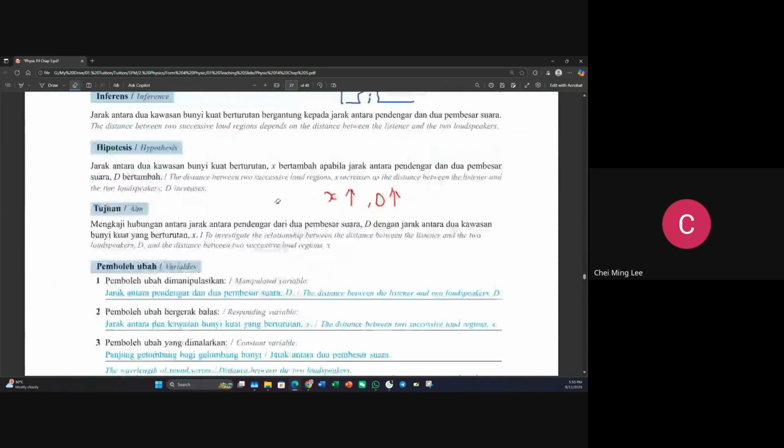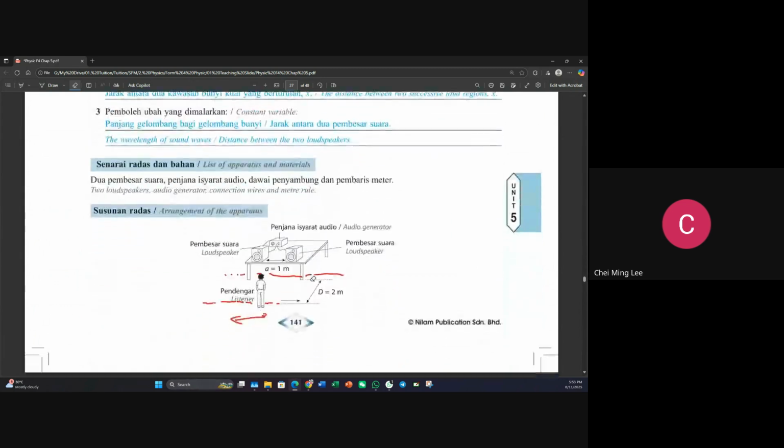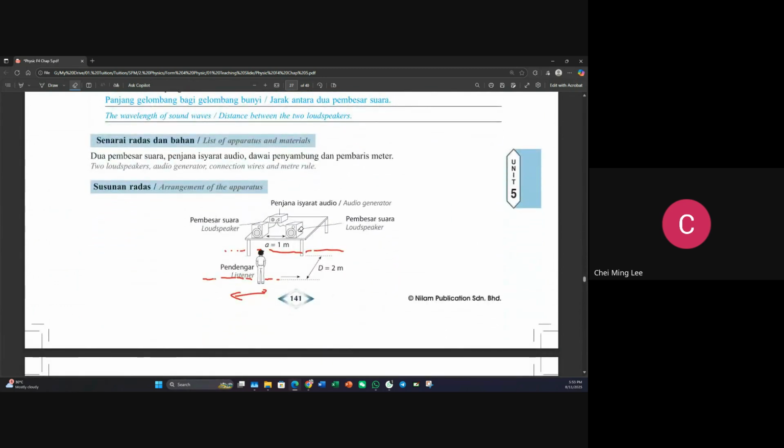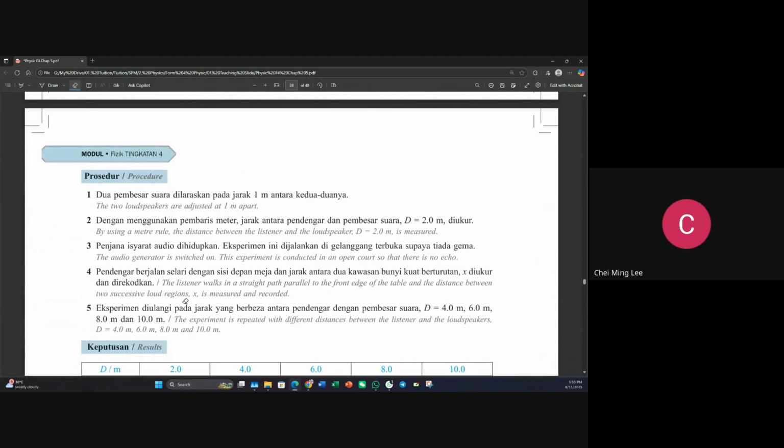Then for the third experiment, when the distance x is increased, the distance between the listener and the two loudspeakers will increase as well. The experiment is done like this. We have two loudspeakers, and the listener moves forward or backward until they notice an increase in loudness.